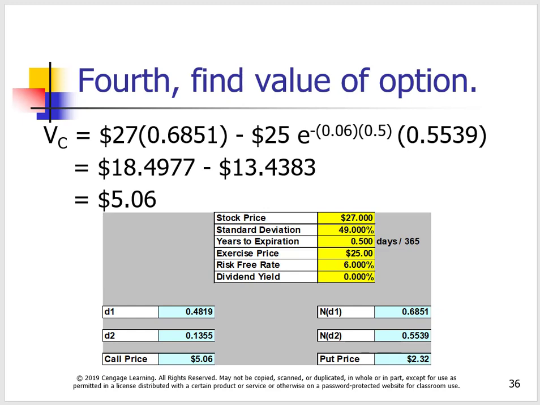What you'll see here is 27 times ND1 minus 25. This is the time element here, risk-free rate and time. Here's ND2. So when you calculate this, we have the value of the call is $5.06. You also note that the Black-Scholes worksheet that comes with the workbook that I provided shows $2.32 with the exact same variables and assumptions. So again, $5.06 is the value of this call.